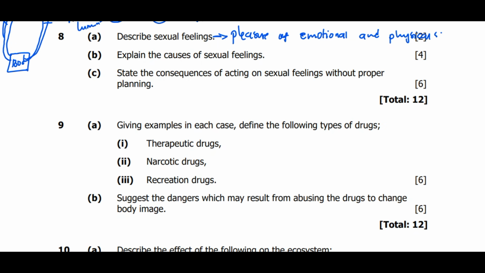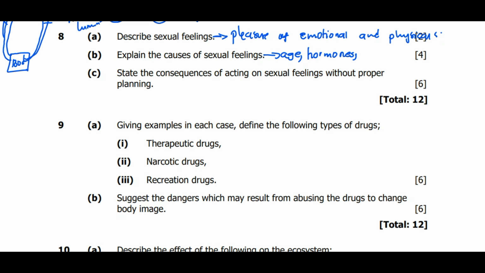Then explain the causes of our sexual feelings. The first one, age. Age can be the cause. We know that there is a stage of a human being where the sexual feelings are so strong, and there is also a time where the sexual feelings are not as strong. Then apart from age, you can also expand on hormones. Hormones are also responsible. So hormones control sexual feelings.